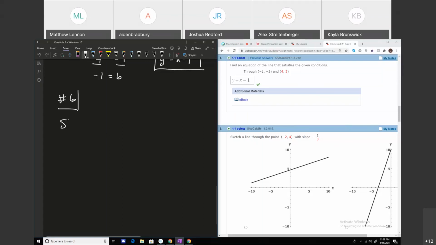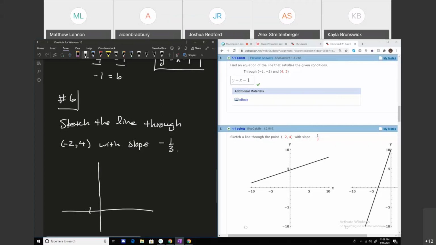So sketch the line through minus 2, 4 with slope minus 1 third. So let's find minus 2, 4. So minus 2, 4 would be right here.